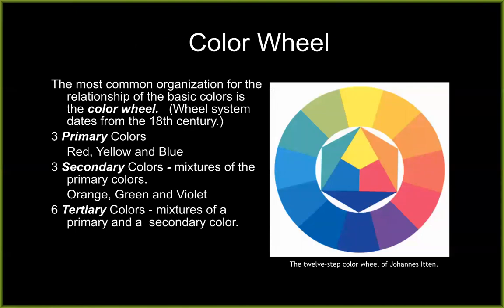We use a color wheel for organizing the colors and for determining color schemes. So this dates back to the 18th century, and it's made up of subtractive colors, primary colors of which are red, yellow, and blue. Secondary colors are mixtures of the primary colors. So where you have yellow and red, the color that's in between, that's mixed with equal amounts of yellow and red, gives you orange.